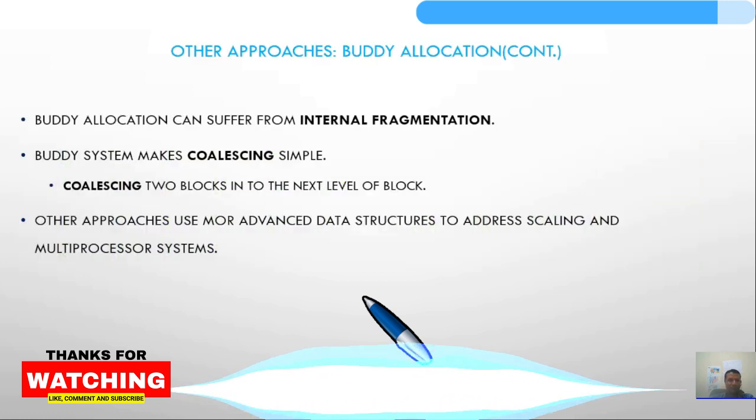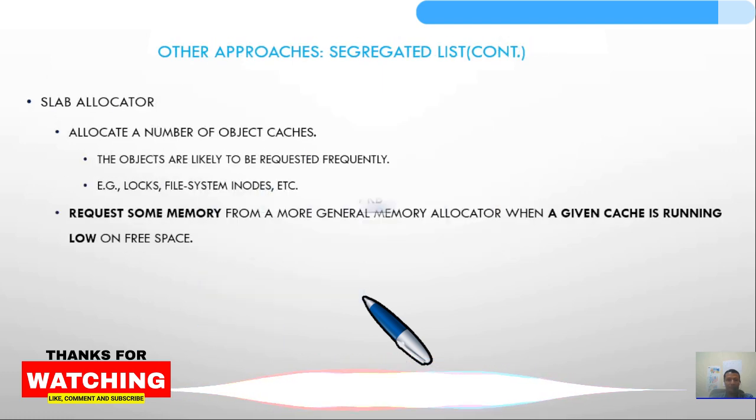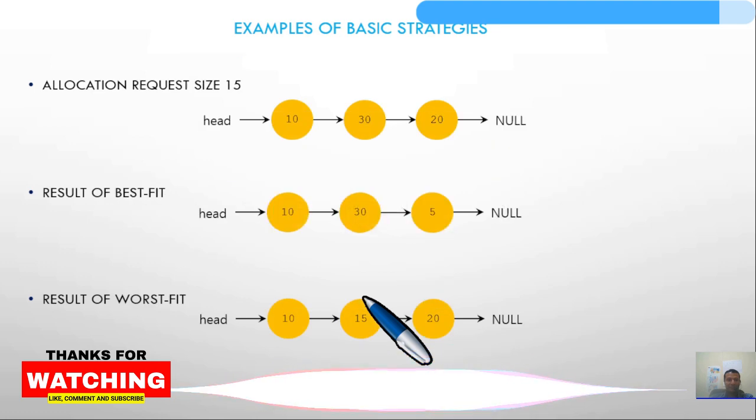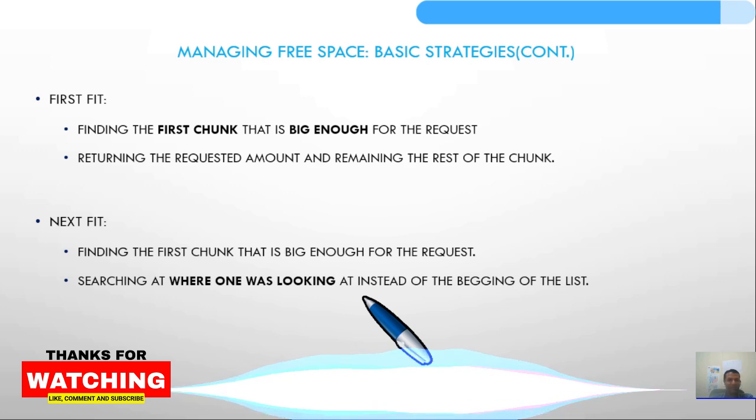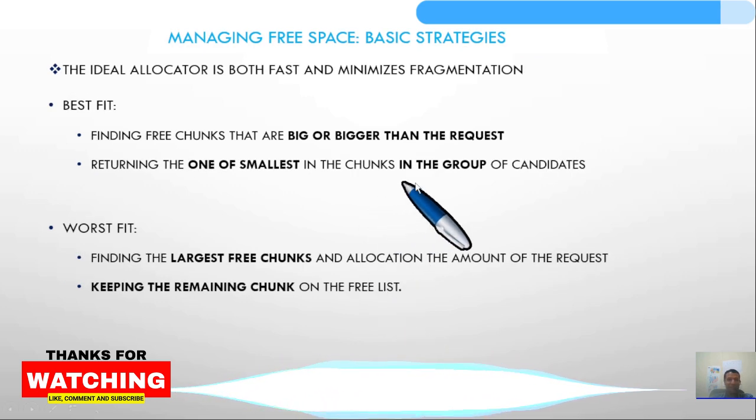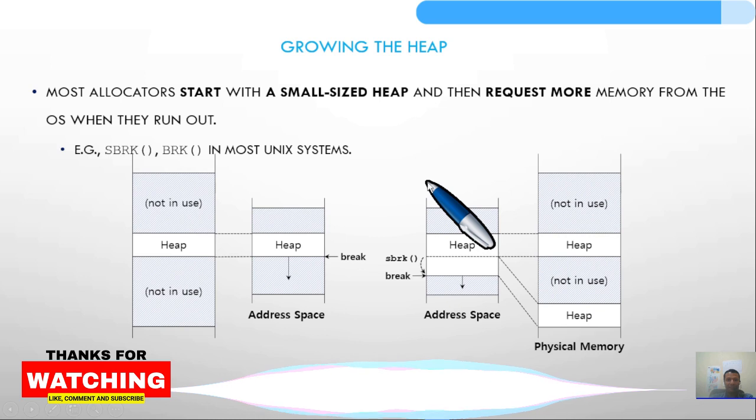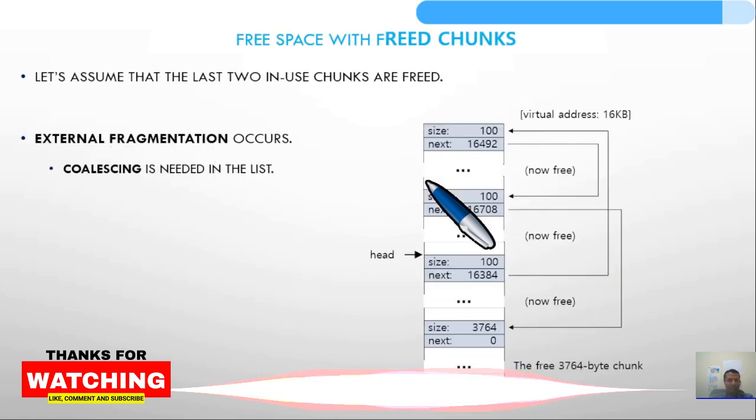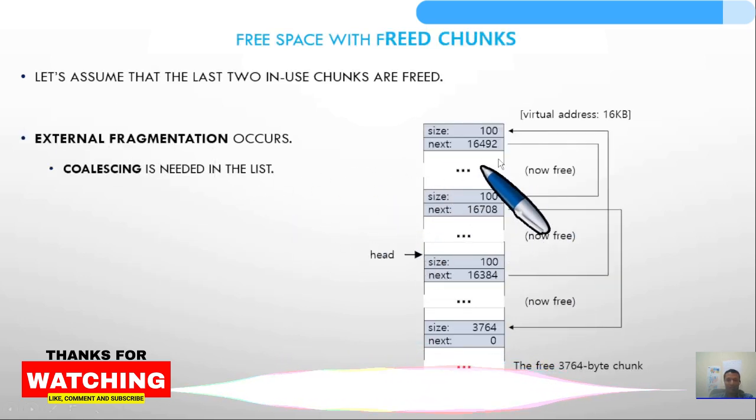So as you can see, we have seen a lot of approaches, such as segregated lists, and basic strategies like best fit, worst fit, next fit, first fit. These are basic free space management strategies. We also saw how to grow the heap using the break API, and how to free. We have seen here freeing a heap.